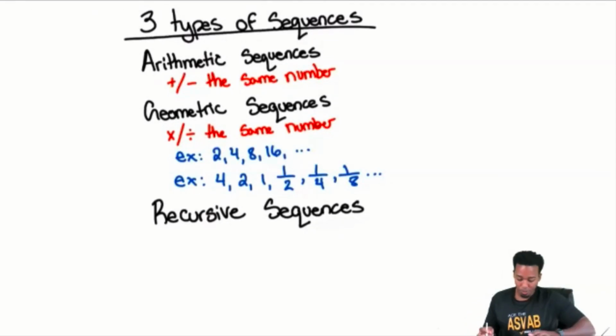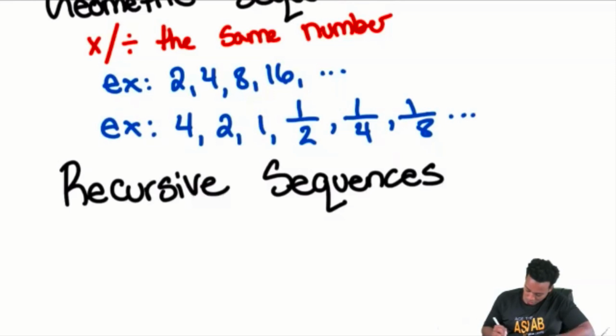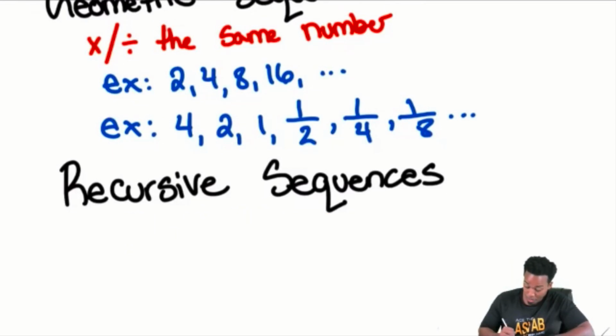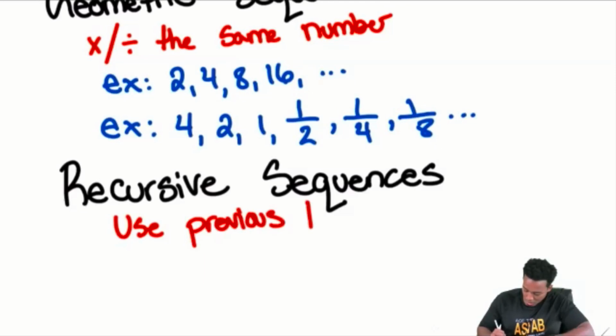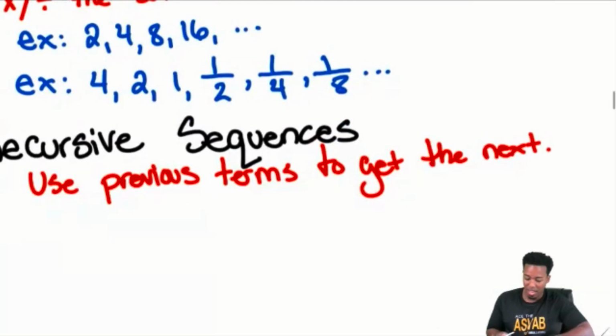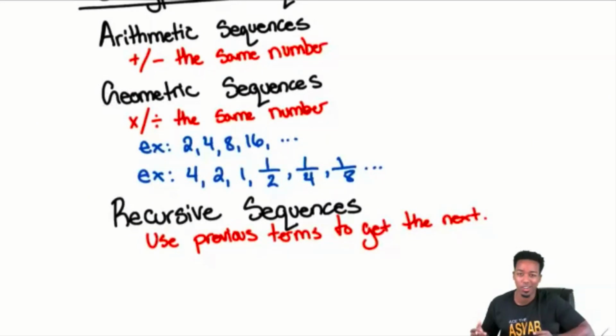So watch this. Let me give you the definition here. Actually, I can give you a better description. We use previous terms to get the next. That's the best way that I can simplify it for right now. Again, there is a very formal way of writing these things out, but I'm not trying to confuse anybody here. This is a recursive sequence, everybody.